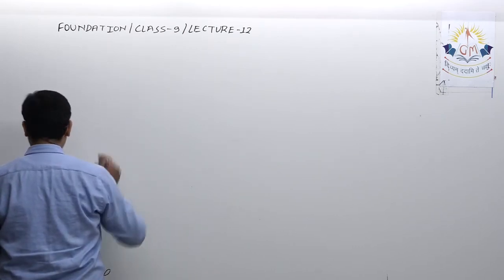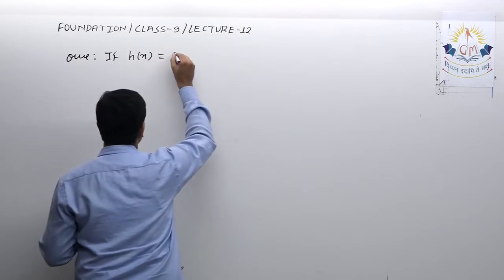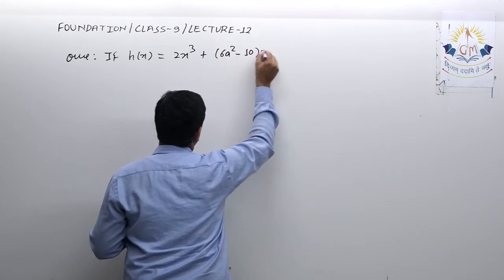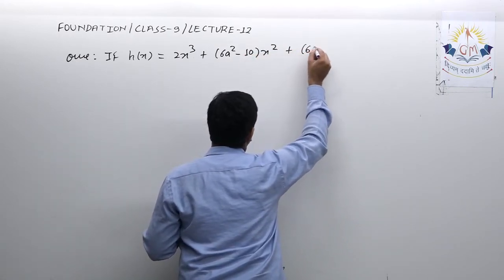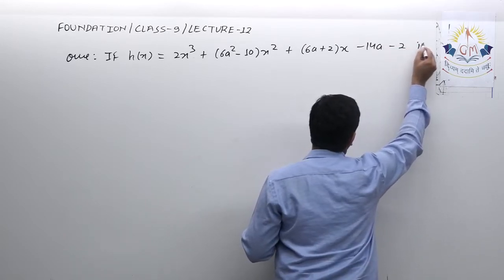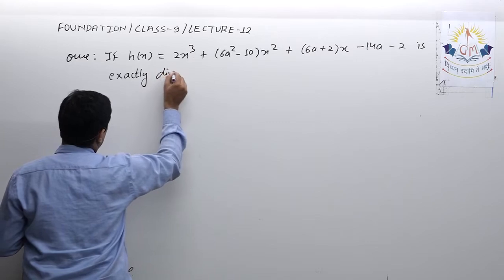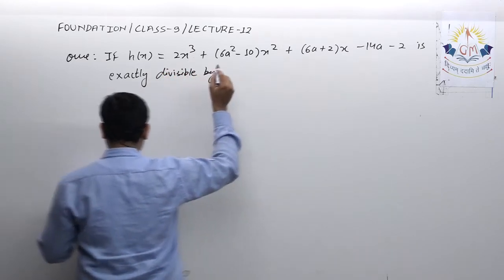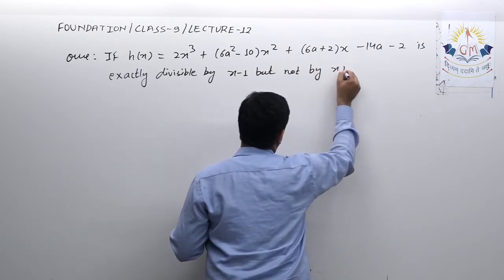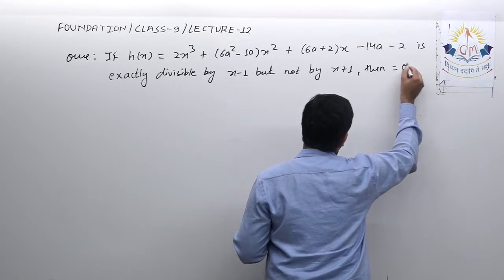Question is, if h(x) is equal to 2x cube plus 6a square minus 10 x square plus 6a plus 2x minus 14a minus 2 is exactly divisible by x minus 1 but not by x plus 1, then find the value of a.